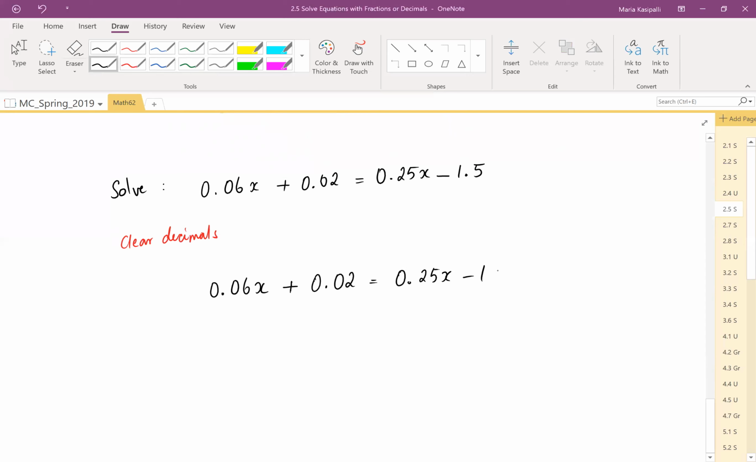25x minus 1.5. Okay. Now look at the number of decimal places and make a little note. There are 2 decimal places, and 1 decimal place. So once you have identified the number of decimal places, choose the one that's the highest. We have 2 as the highest, so 2 is what we choose.